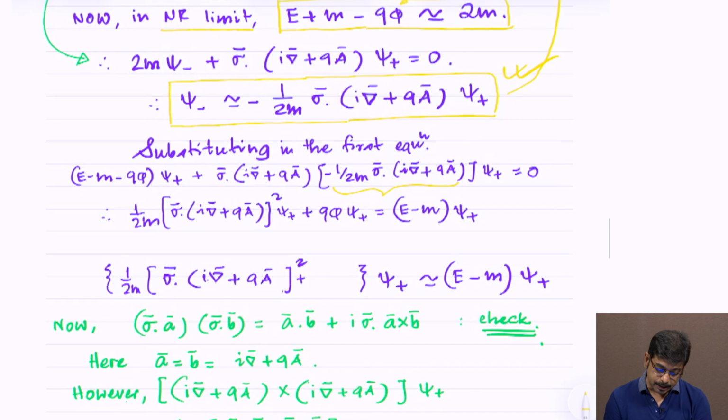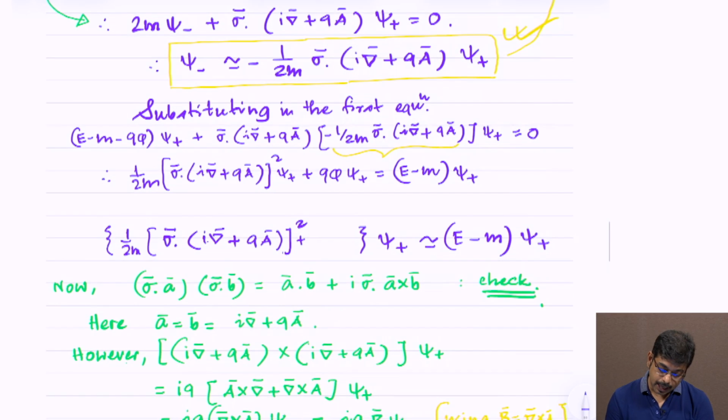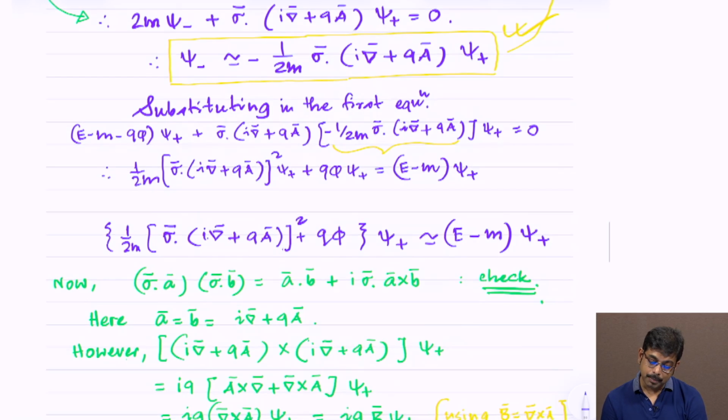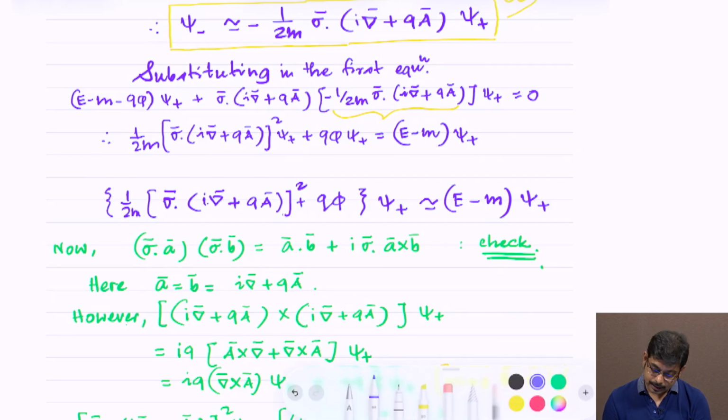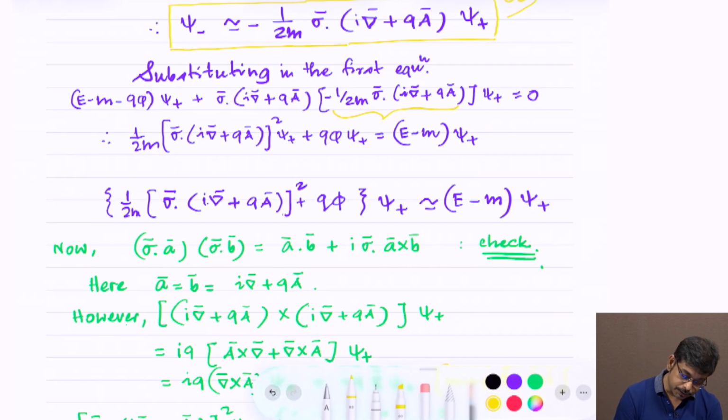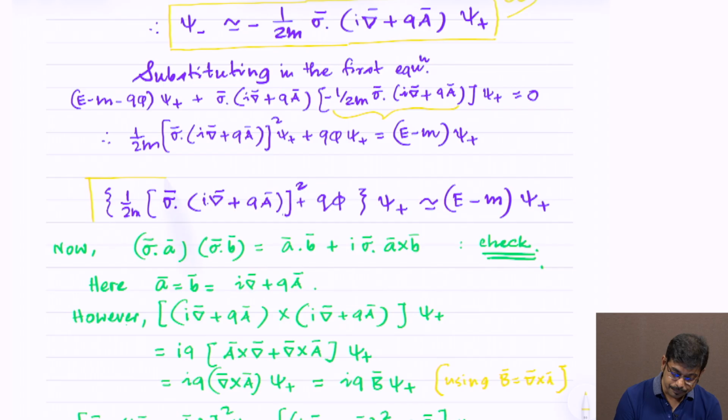You do a little bit of algebra and you come to this point that this is 1 by 2m sigma dot i del plus q A whole squared. There is a bracket missing here; this is i del plus q A, and this is whole square, and then there is this term of q phi which is present here, psi plus is equal to E minus m psi plus. So, this looks like a nice eigenvalue equation that we actually have.